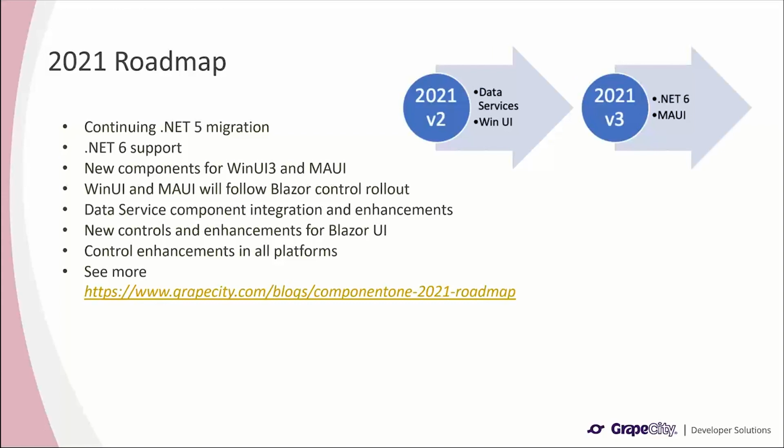And then after WinUI 3, we will also add MAUI to the mix. So if you haven't heard of MAUI, it's essentially the successor to Xamarin. So for creating cross-platform frameworks that not only support Android and iOS, but will support WinUI and Blazor eventually. Ultimately, our WinUI, Blazor, and MAUI control sets will be identical.